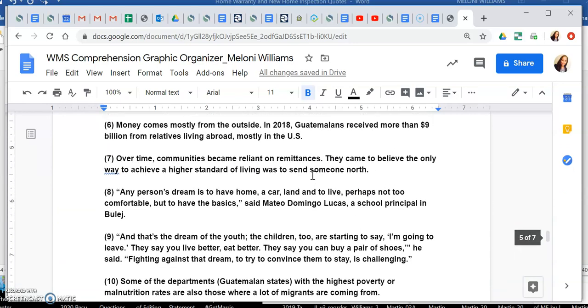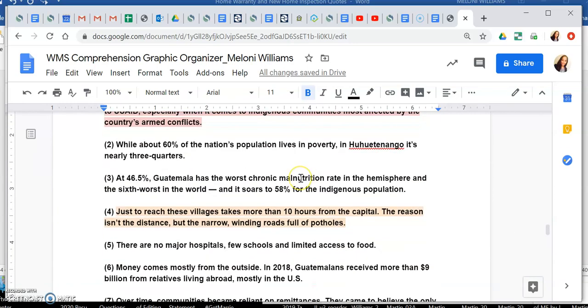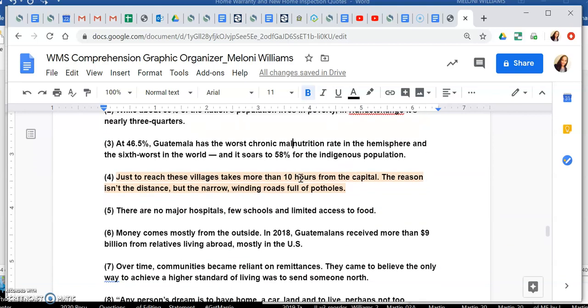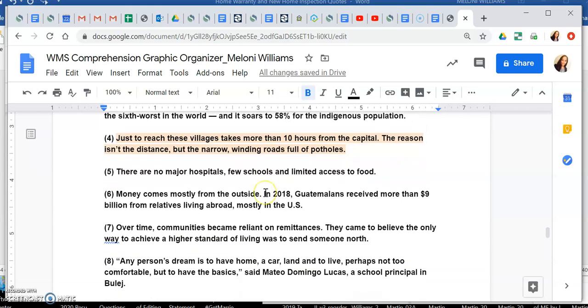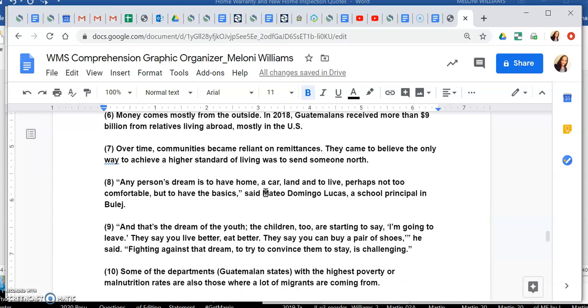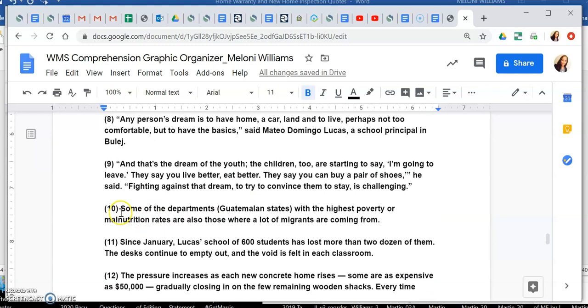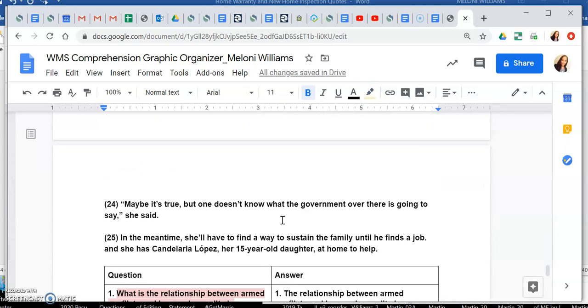Okay, now I'm looking for information on migration. So we know the malnutrition rate is high. Let's see what the article says about migration. So here we are. Some of the departments with the highest poverty or malnutrition rates are also those where lots of migrants are coming from. So where there are lots of migrants, there is lots of malnutrition. So this is the evidence I'm going to use for my question number 3. I've highlighted it in the same answer, the same color.